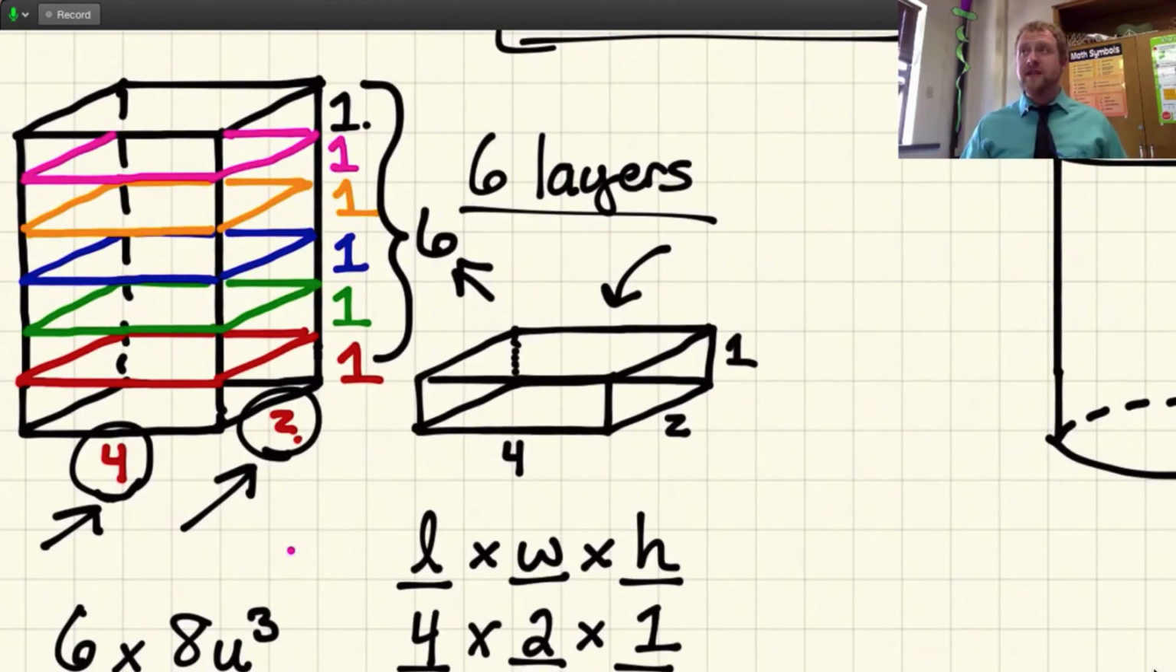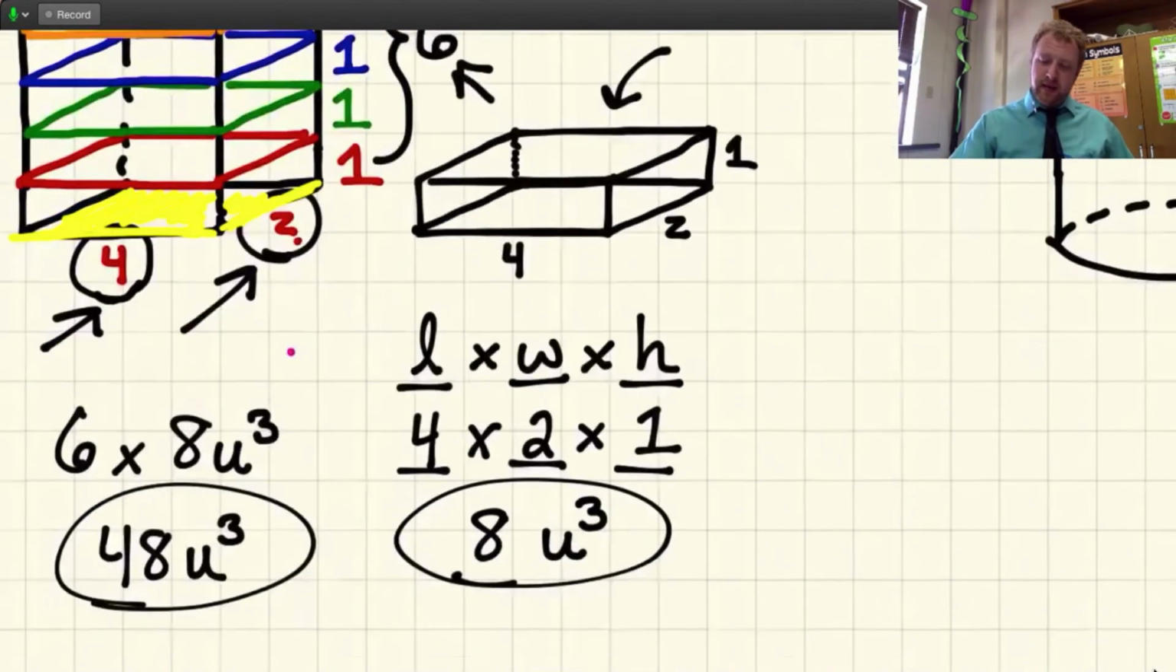Okay, so here's what we did. I found 4 times 2. Isn't that the base area? It is. It's the 4 times the 2. I found the base, and I multiplied the base area, the 4 times the 2, by the height. That's how I found volume. That's all you do. The base area times the height.